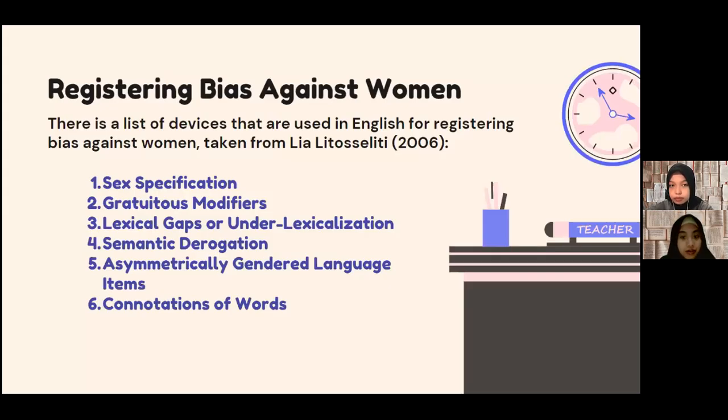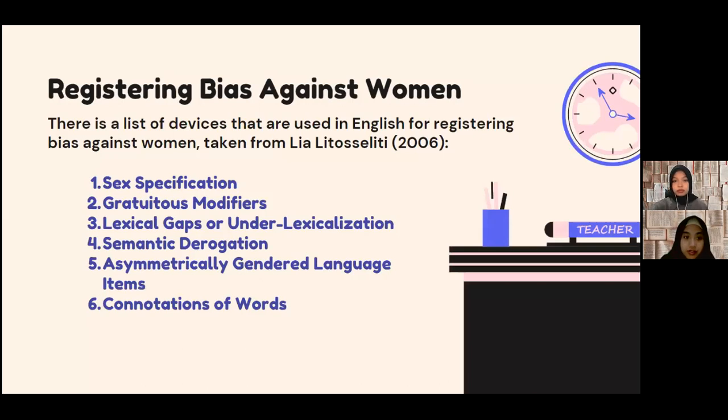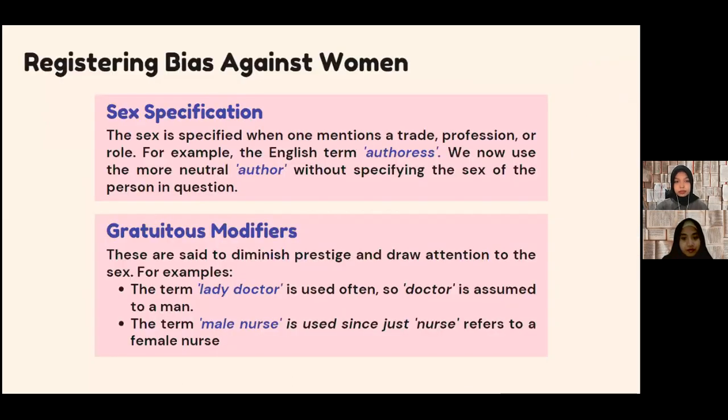But there is a list of devices that are used in English for registering bias against women, taken from Lia Litosseliti in 2006. The first is sex specification. Sex is specified when one mentions a trade, profession, or role. For example, the English term authoress. We now use the more neutral author without specifying the sex of the person in question.